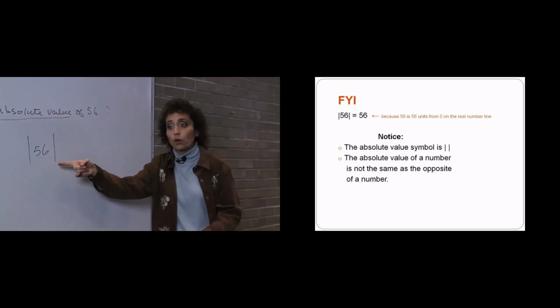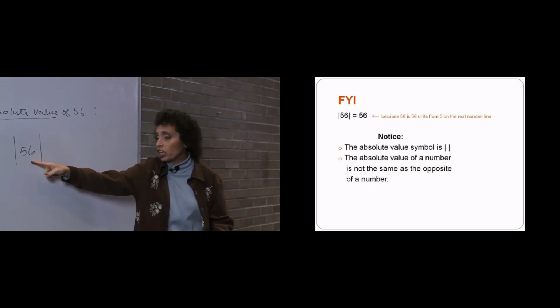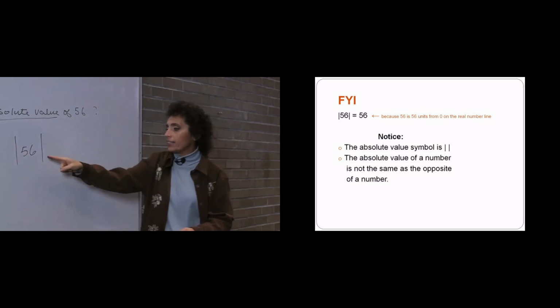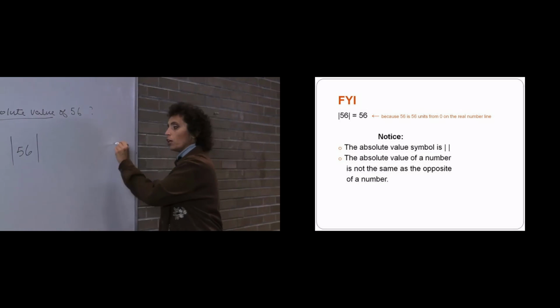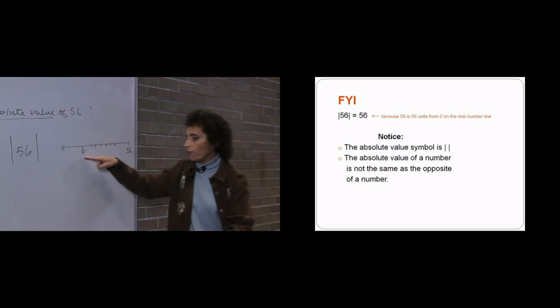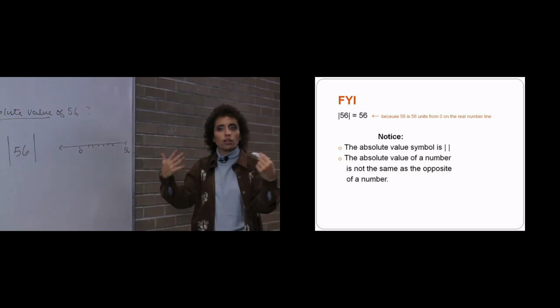Now, what that's asking you for is, how many units is 56 from 0? It's not asking me, did I move left or right? It doesn't care. It's asking me, how many units is it from 0? So if I have a number line, it wants to know how many units 56 is away from 0, and obviously that answer is 56.